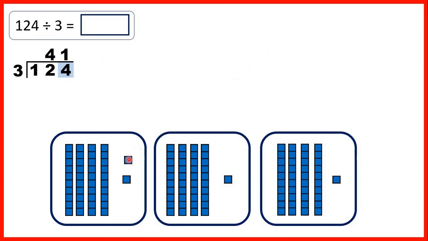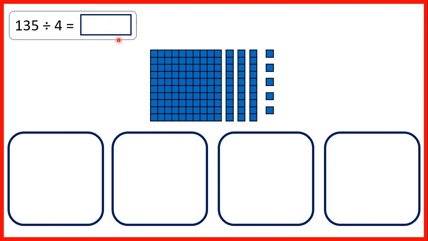But we can't share out this remaining one because we can't have one group with 42 and others with only 41. We can't share out this block here, so this is our remainder 1. That's why our answer is 41 remainder 1, because we have 4 tens and 1 one in each group, but then we have 1 that we can't put into a group.